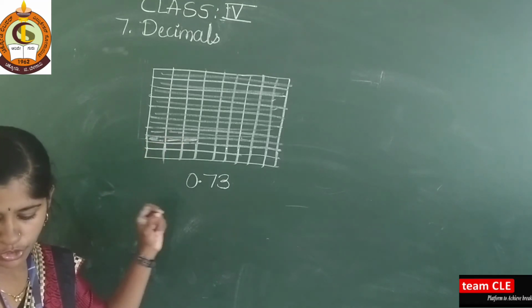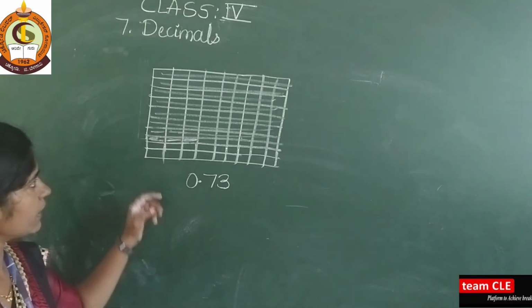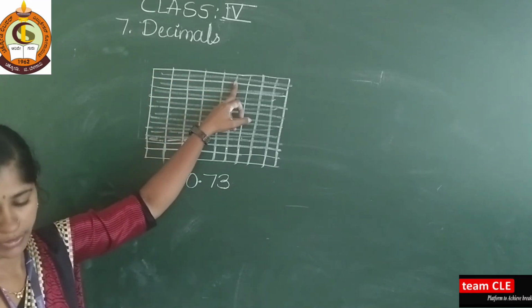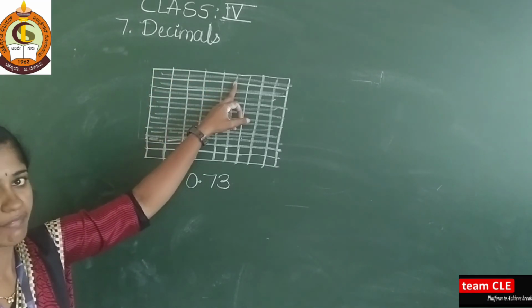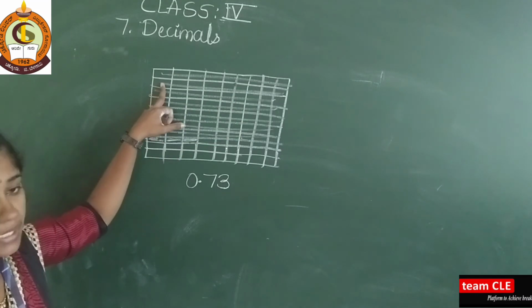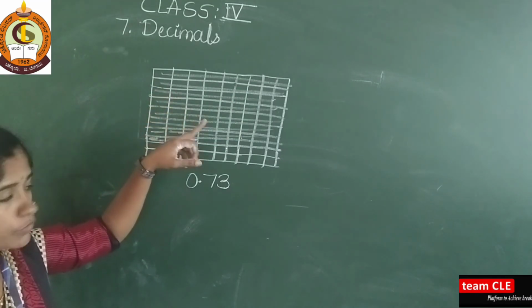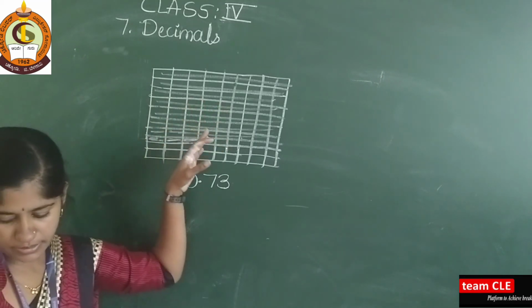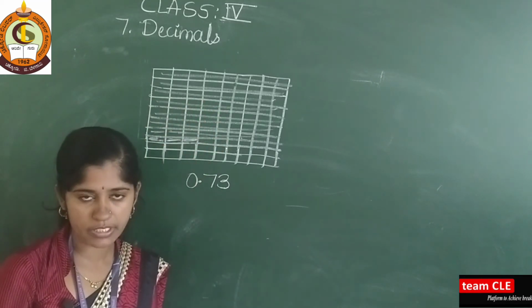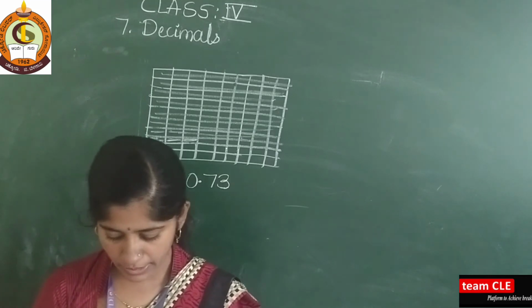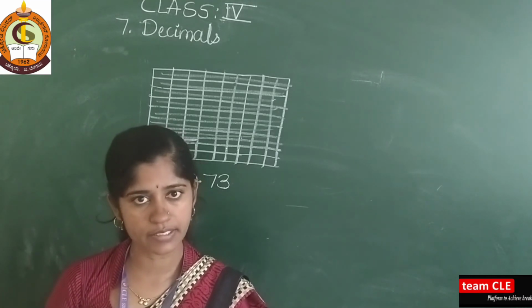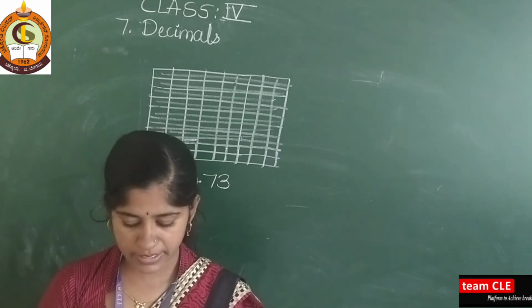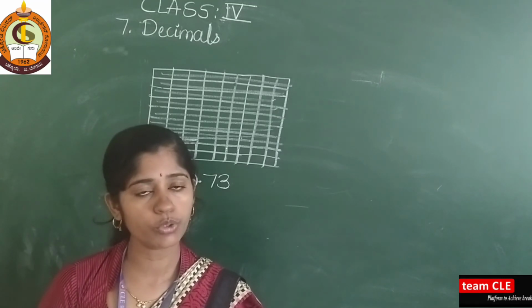Next, 0.5 is there. It means you have to shade just 5. Next, 0.11 means you have to shade 11 parts. 0.25 means you have to shade 25 parts. 1.36 means the first one, the whole one, you shade completely, and in the next column you shade 36. So solve the first and second ones. To shade that, use crayons.